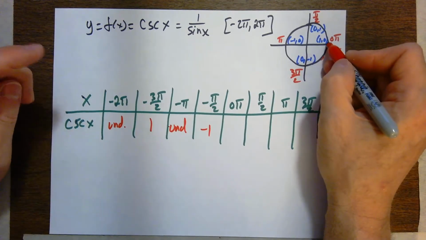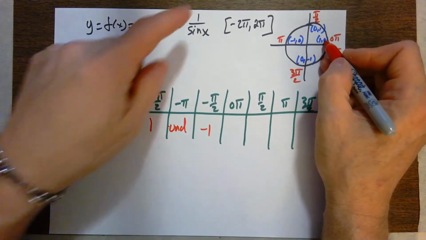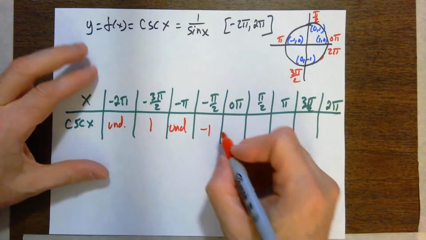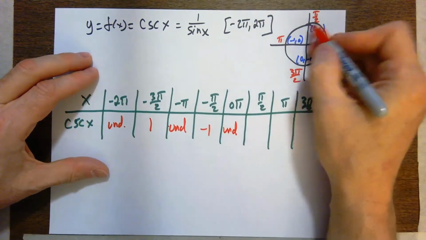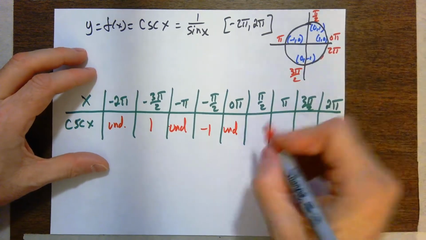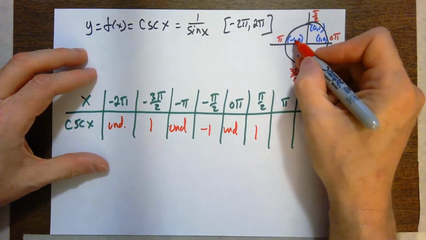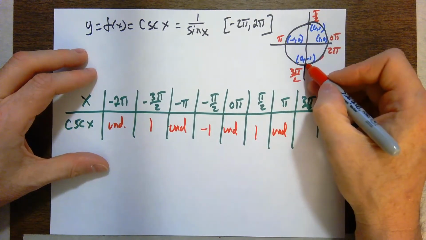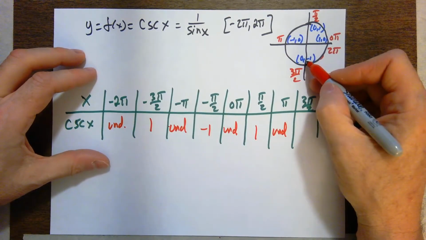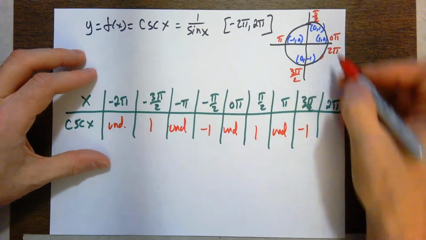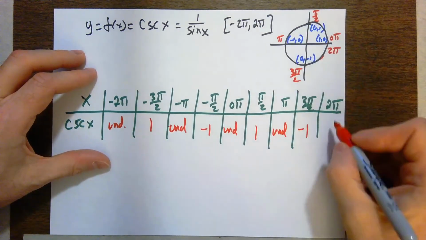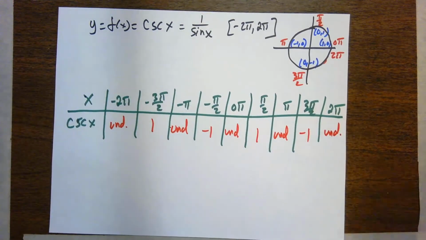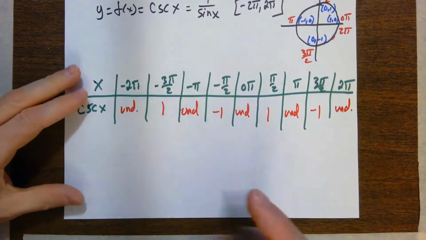How about 0 pi? The sine of 0 pi is 0. 1 over 0, undefined. Pi over 2, 1. 1 over 1 is 1. At pi, 0. 1 over 0 is undefined. 3 pi over 2, I get negative 1. 1 over negative 1 is negative 1. And at 2 pi, I get 0. And 1 over 0 is undefined. All right, so now let's graph this one.